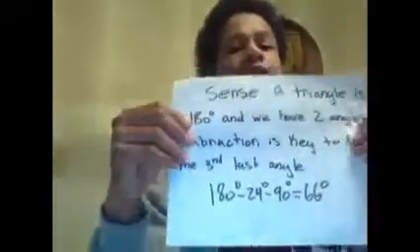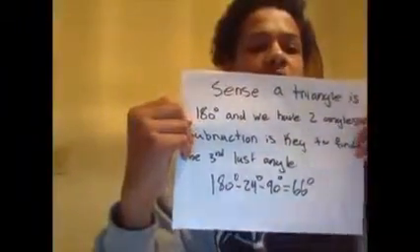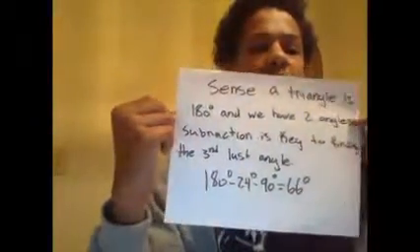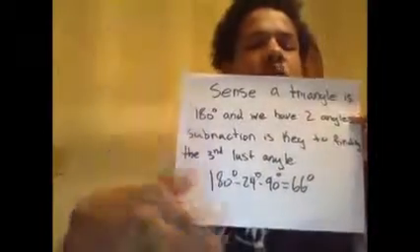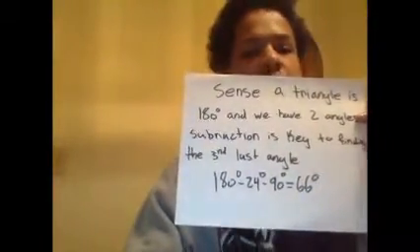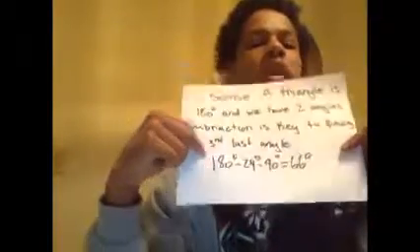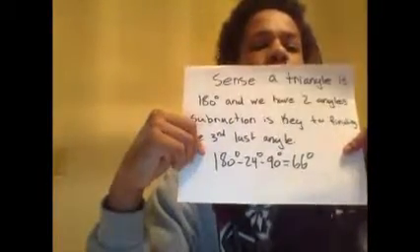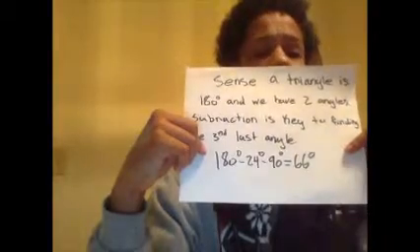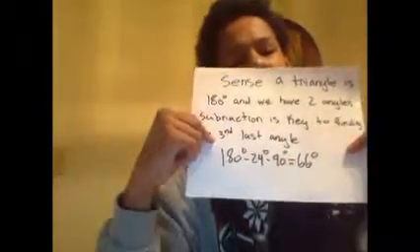So, since we have a triangle that's 180 degrees and we have 2 angles, how do you get the third one? You just subtract the degrees that we already have. So, we have 180 minus 24 minus 90 equals 66. So 66 is our angle B. Okay?